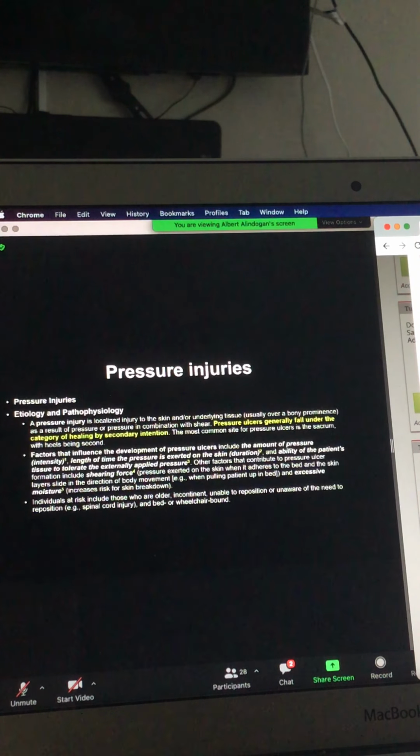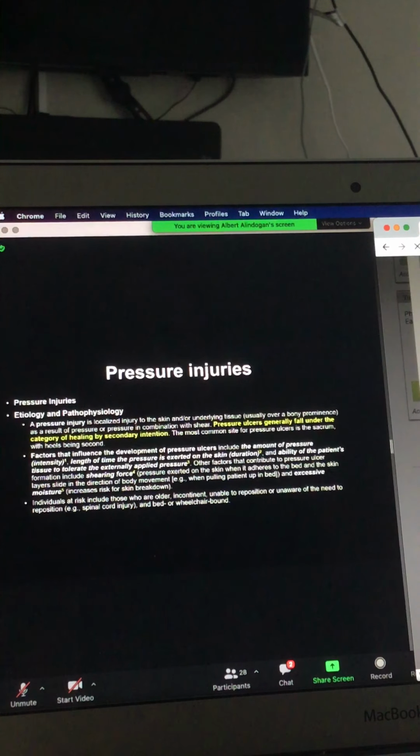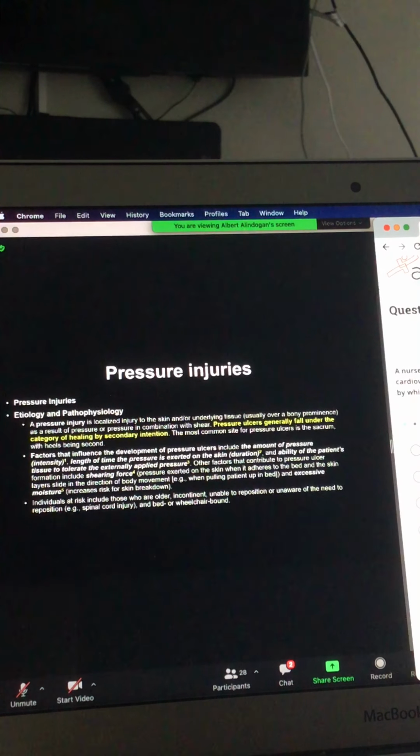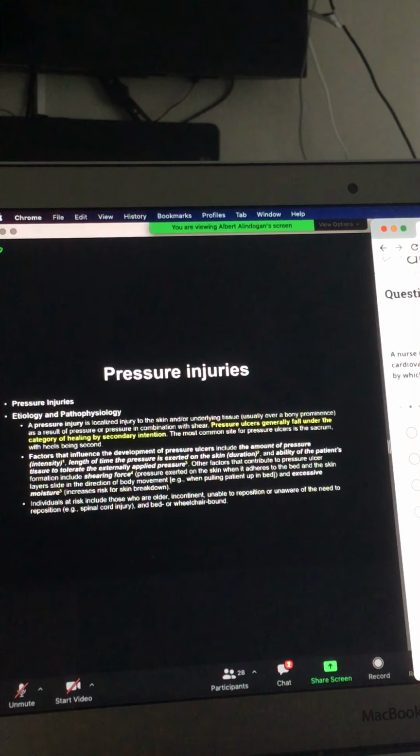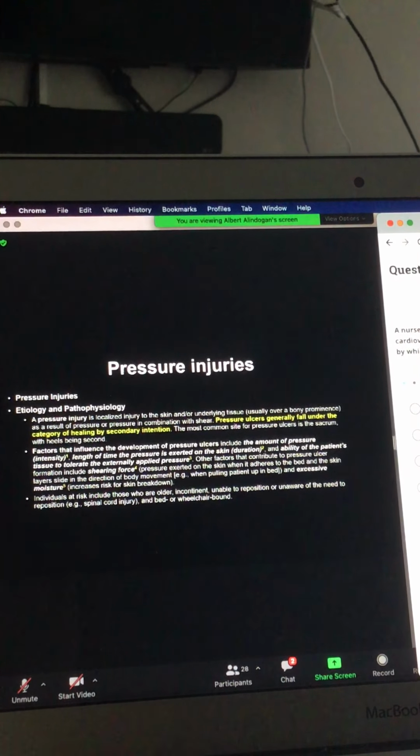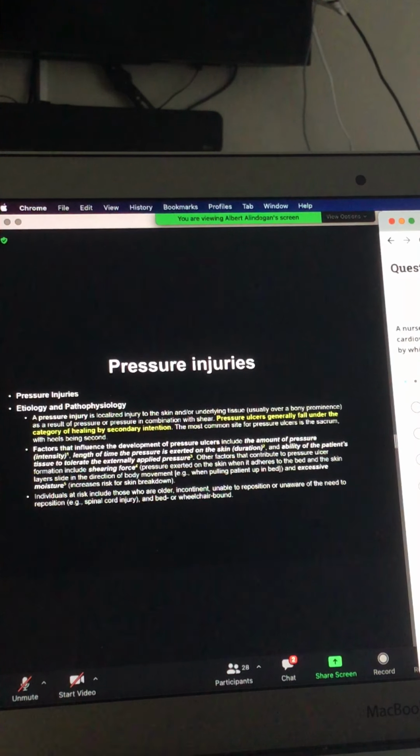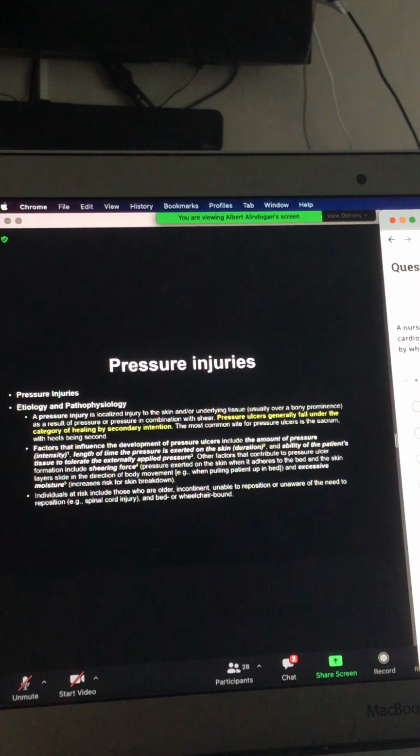And the most common site for pressure injury, again, is the sacrum, the heels being second. It can develop in other parts of the body where there are bony prominences as well. So, possible select all that apply here: what are the factors that can influence the development of a pressure ulcer? Number 1, the amount of the pressure exerted, that is the intensity. Number 2, how long is the exposure, the length of time the pressure is exerted on the skin, that is the duration.